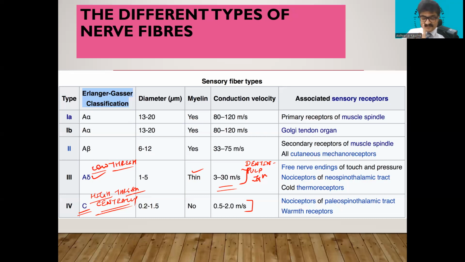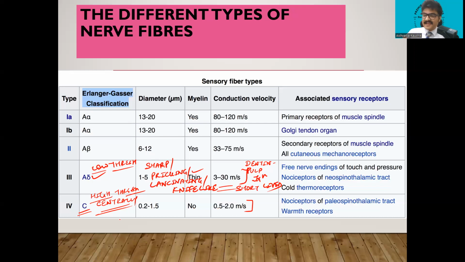Normally. Next very important point: the A delta fibers conduct the nerve impulse, the action potential, very fast. So what happens is that the quality of pain is sharp, it's pricking, it's lancinating, it's knife-like, and most importantly, it is short-lived.